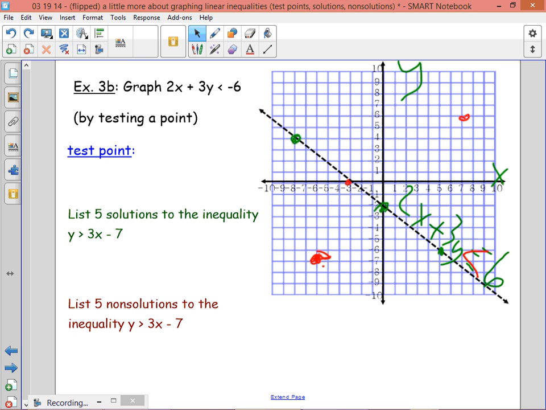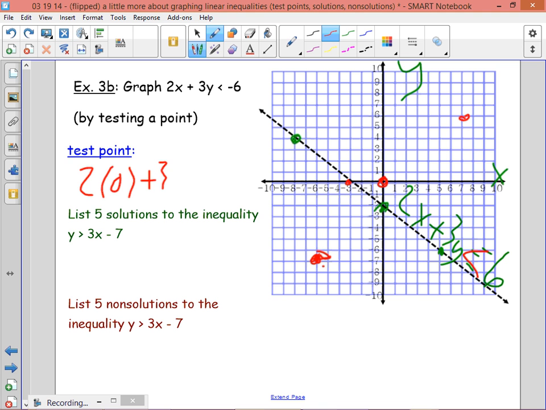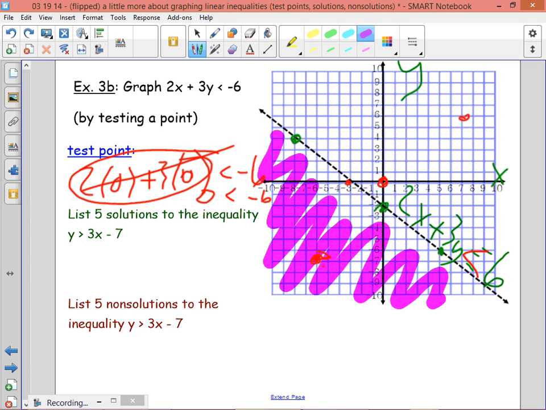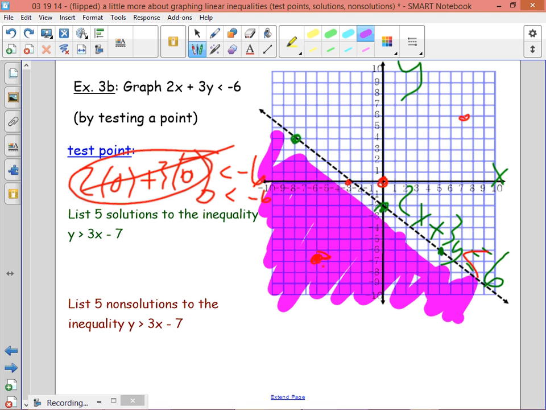And now I'm going to figure out which side to shade by using a test point. Test point, going to be (0, 0). What do you know? I plugged (0, 0) in. 2 times 0 plus 3 times 0 is less than negative 6. All of this is just 0. 0 is less than negative 6, which is not true. So because it was not true, I'm going to shade the side that does not contain the test point. If the test point gives you a true statement, you shade that side. If it gives you a false statement, you shade the other side.